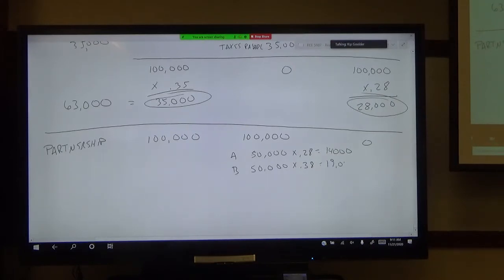So is a partnership closer to an S corp? We're getting there. Okay, gotcha.